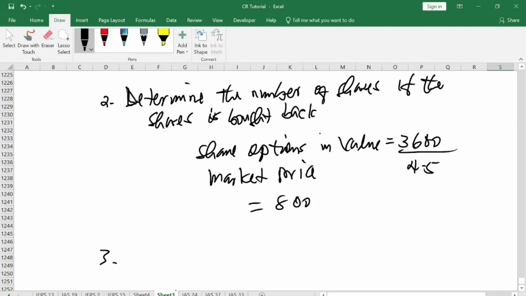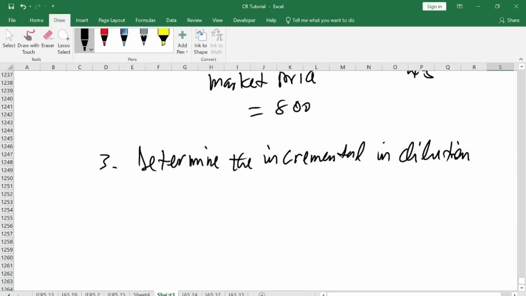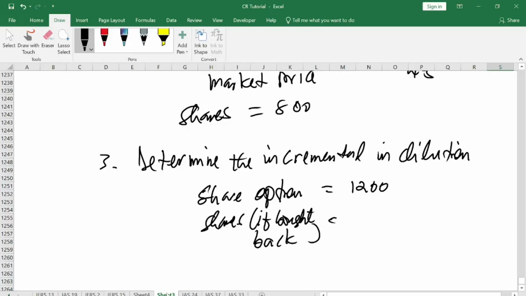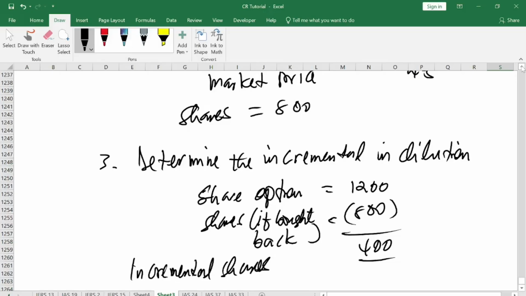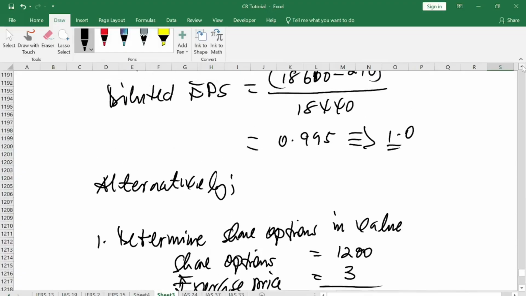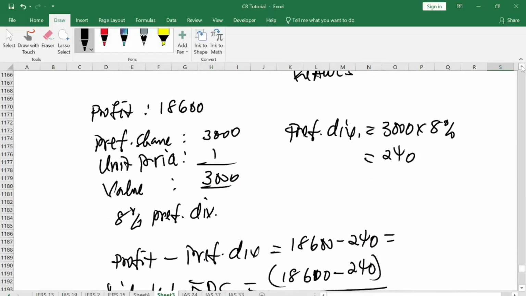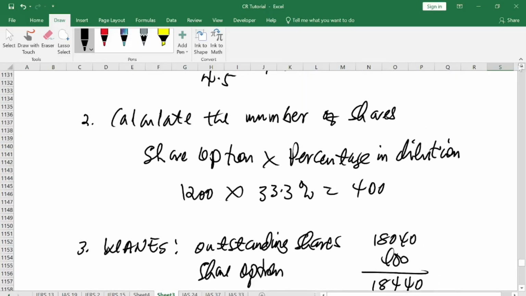Then determine the incremental dilution in shares. So how do you do that? You will pick the share options in shares as given, which was 1,200, and then the shares if bought back, which is 800. When you subtract, you have 400 shares. So this is what we call incremental. Is this 400 not the same as the first one? Look at the calculation of the number of shares. I was saying 400, you see.